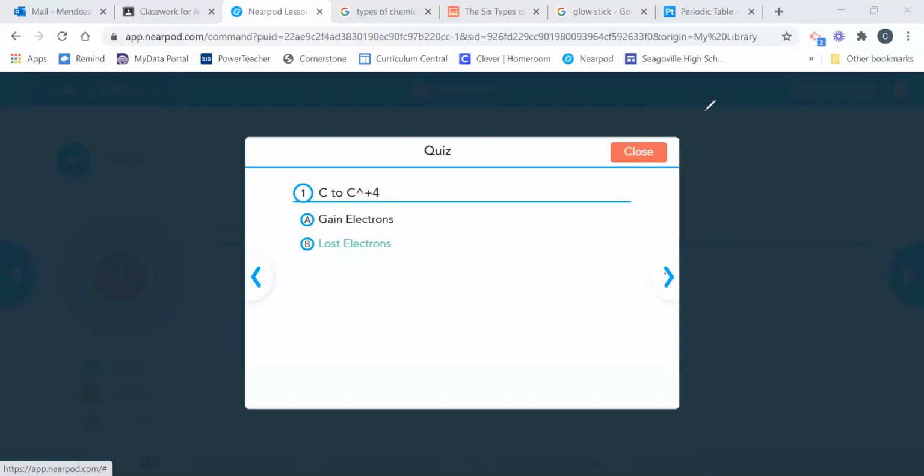The next one, let me go to the next one. O2- to O. And remember that if it doesn't have anything, it just means 0. If I'm going from -2 to 0, which is more positive than this one, am I gaining or losing electrons? And the right answer should have been losing because we're becoming more positive.